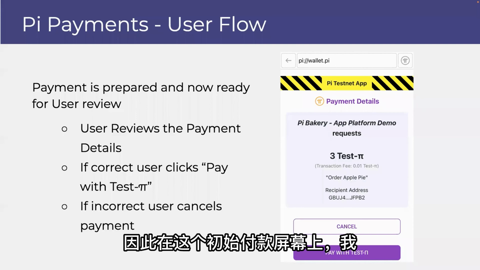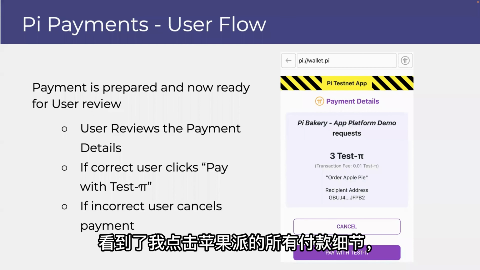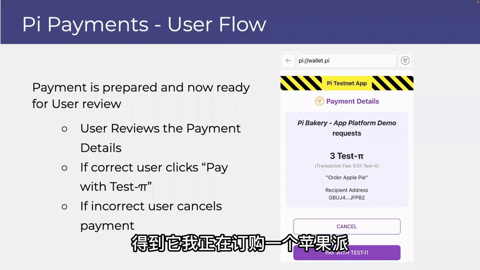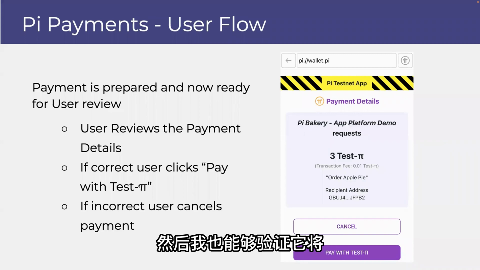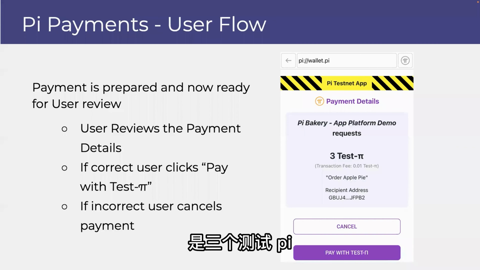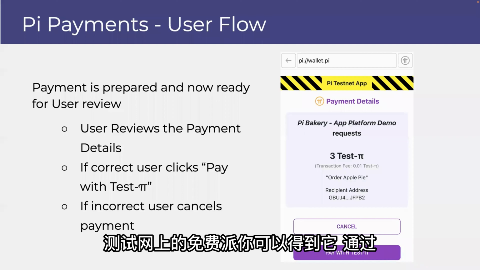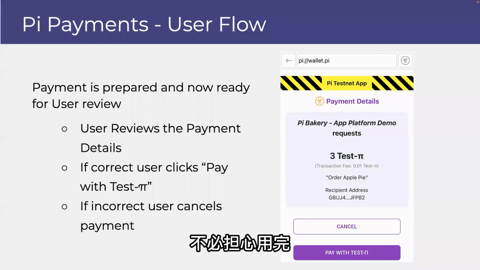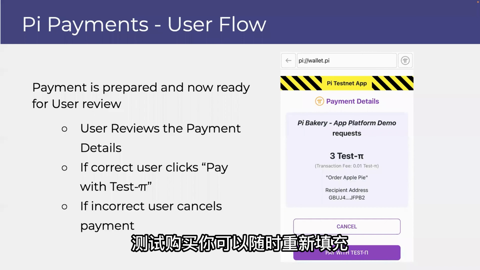And so on this initial payment screen, I see all of the payment details. I clicked on Apple Pie, so I see my memo is I'm ordering an apple pie, and I'm also able to verify that it's going to be 3 test Pi. Test Pi is the free Pi that is on Pi testnet. You can get it through a faucet, which is in the Pi wallet. So you don't need to worry about running out of test Pi. You can always keep refilling.